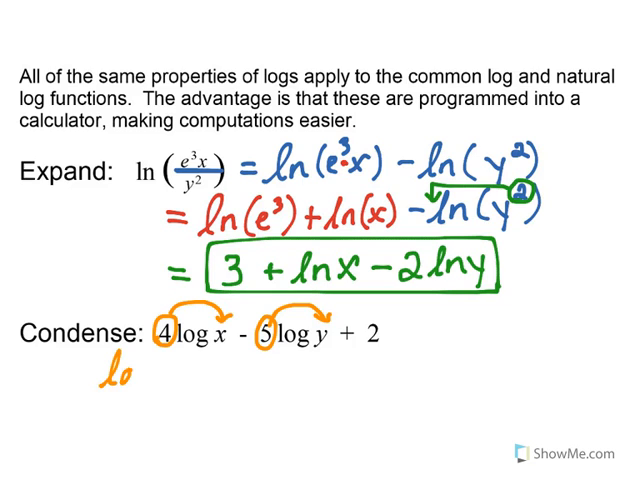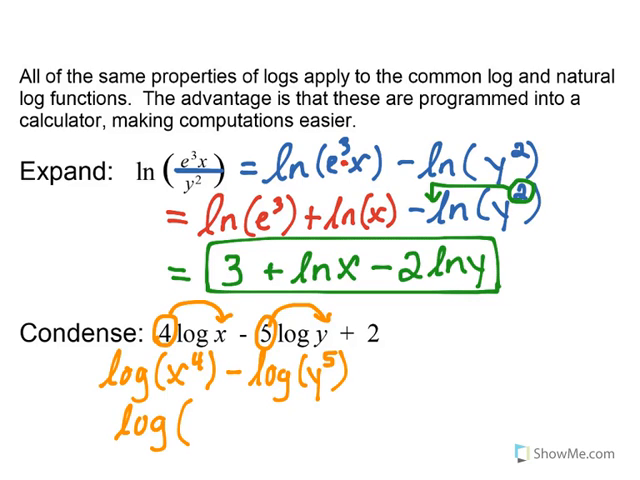So this is really log of x to the 4th minus log of y to the 5th. Again, I'm going to come back to that plus 2 momentarily. Then we have subtraction in between these two, so I can make that into log of one thing divided by another, because subtraction turns into division when I'm condensing. So I have x to the 4th over y to the 5th. And now I have this plus 2 remaining.